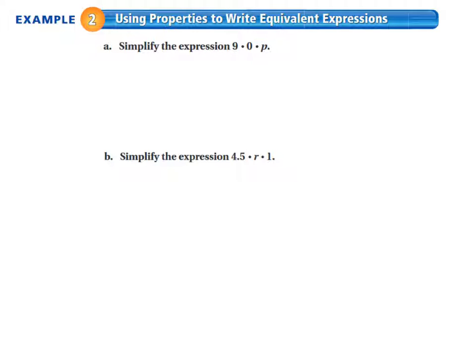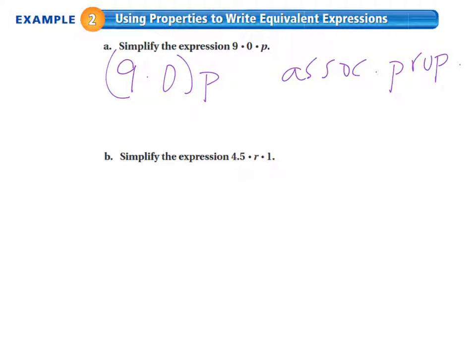Example 2, using properties to write equivalent expressions. So simplify the expression 9 times 0 times p. So I'm going to use the associative property, and I'm going to group the 9 times 0 together. And I'm going to actually multiply 9 times 0, which is 0. Now I have 0 times p. And remember, 0 times anything is going to be 0. So my answer is 0, and that's very simplified.